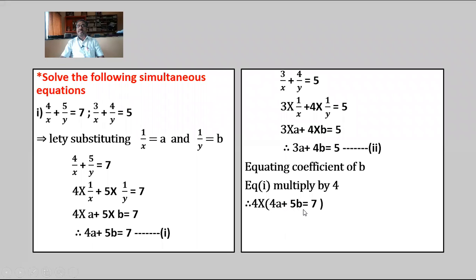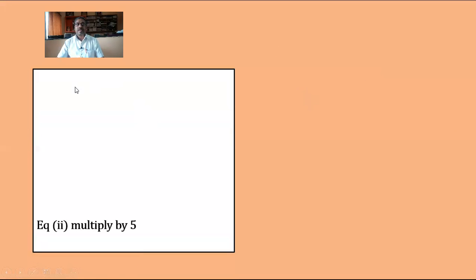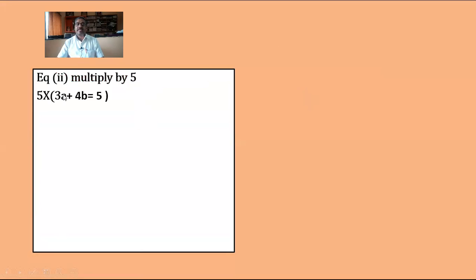4 multiply each and every term in this bracket. 4 multiply 4a is equal to 16a. 4 5s are 20b is equal to 4 7s are 28. Therefore, 16a plus 20b is equal to 28. We get equation number 3. And equation 2 multiply by 5. Therefore, 5 multiply in bracket 3a plus 4b is equal to 5. 5 3s are 15a plus 5 4s are 20b is equal to 5 5s are 25. We get equation number 4.